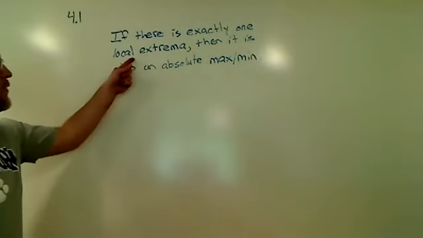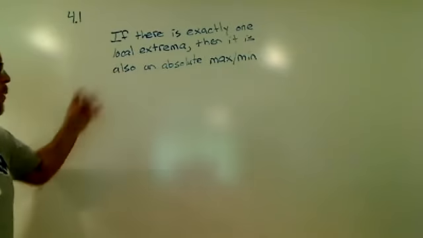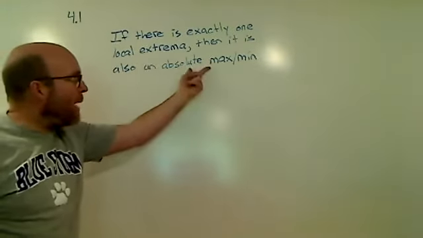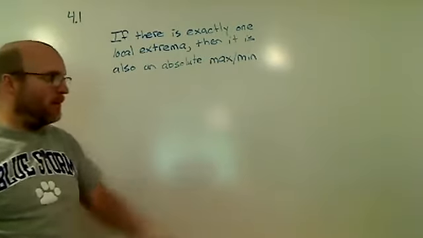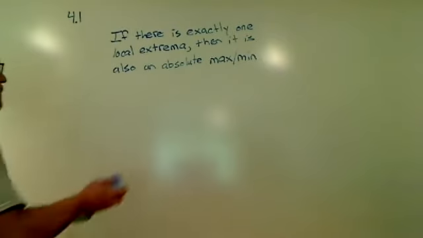There can only be one local extrema. That doesn't say there's one local maximum and one local minimum, just a total of one local extrema. Then that extrema is either the absolute maximum or the absolute minimum, and it just depends on the problem. And so that's what I want to make sure that we see an example of here.